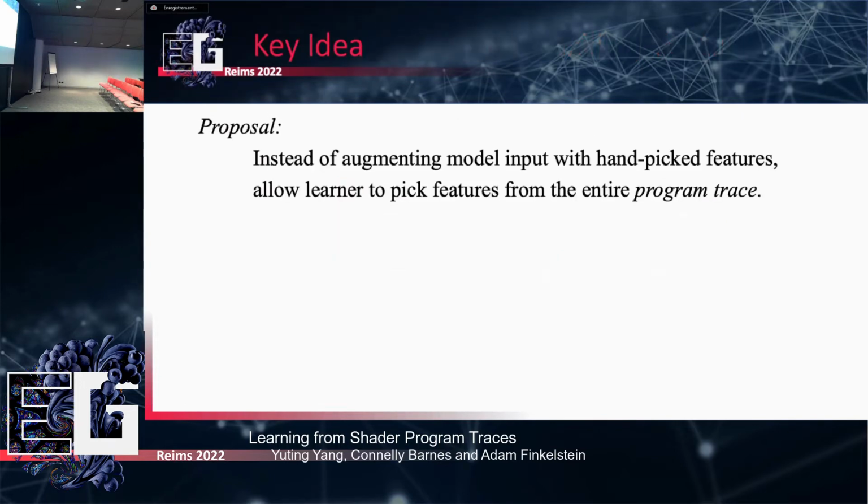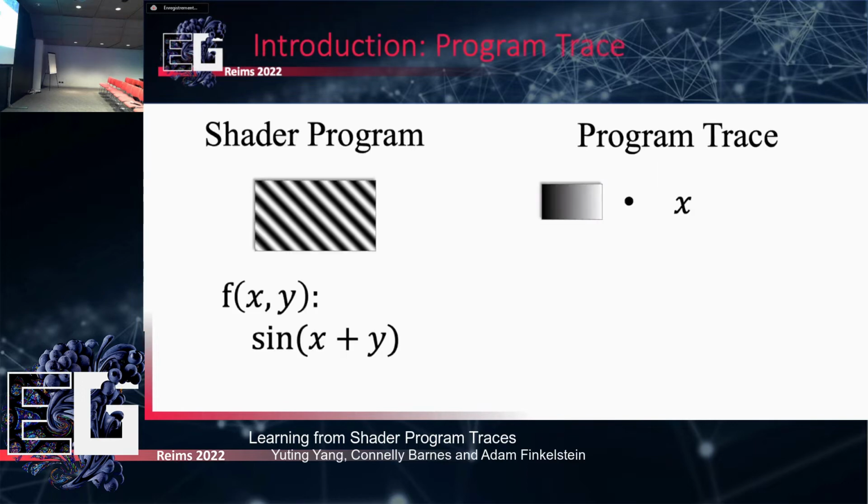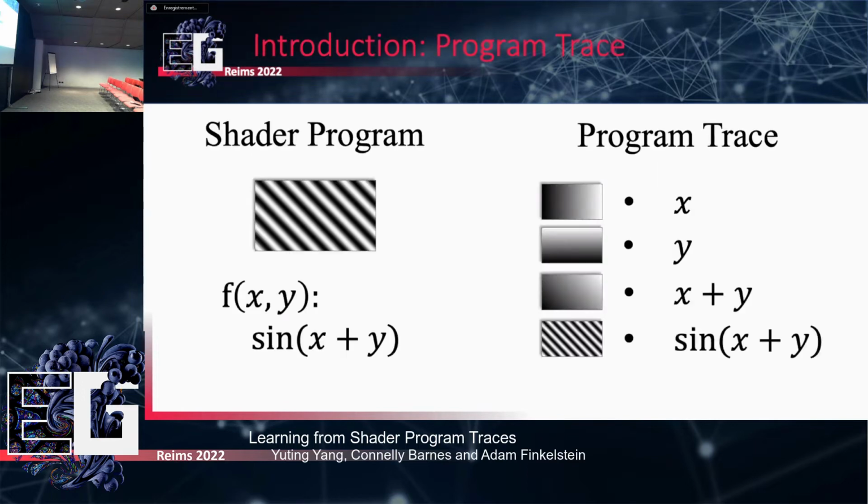The main point of this paper is that when learning from a shader program, rather than picking such features by hand, we can allow the neural model to examine the entire trace of the program. A program trace is the sequence of intermediate values computed during execution. Here is an example for this simple shader program, sin(x + y). Its program trace includes each of its intermediate values, shown on the right, which are x, y, the sum, and the output of the sine function.